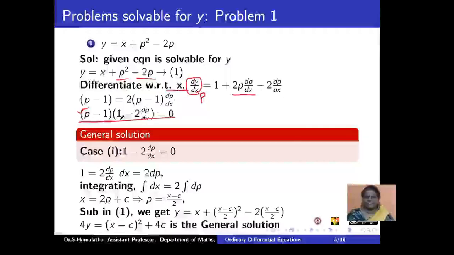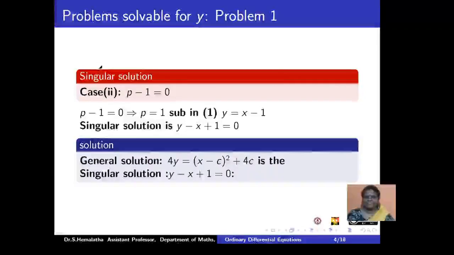Taking the first case, I'll take 1 minus 2 dp by dx equal to 0. Then I solve it using 1 equal to 2 dp by dx, separating the variables x and p, treating p as a variable. Integrating, we get the integral of dx is twice the integral of dp, a simple integrable function, writing just x equal to 2p plus the arbitrary constant, which directly gives us the p value. This p value you substitute in the given equation, and you end up with your general solution of this kind.